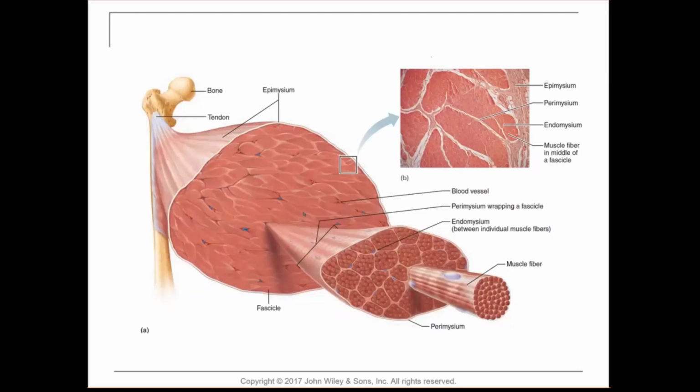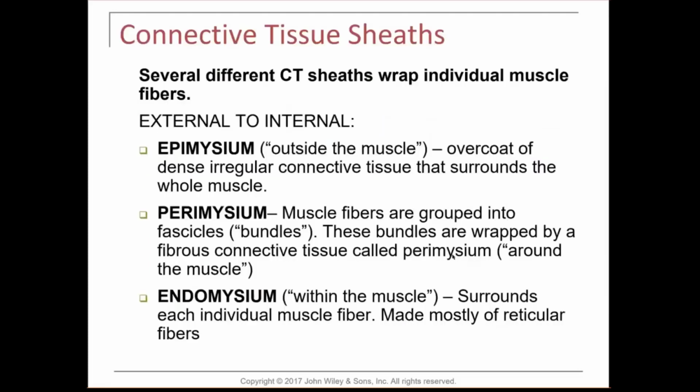There's also going to be some nerves we don't see here, but that's the idea, right? The connective tissue sheets basically surround the components of our skeletal muscle. So here's a slide that defines this. Hopefully the image helped make sense of this, and I do want you to be familiar with these connective tissue sheets.